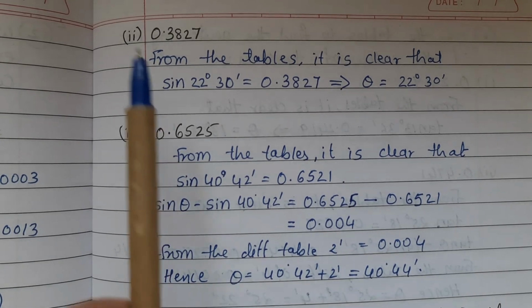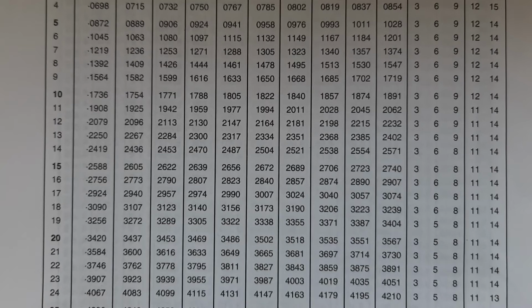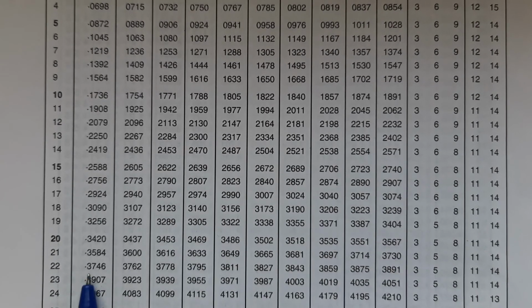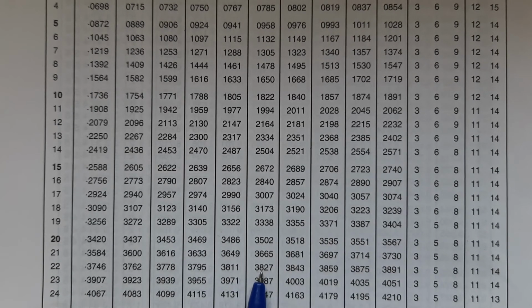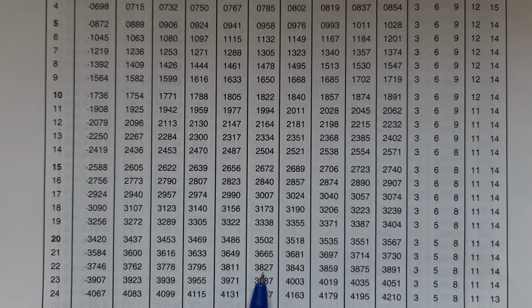Second part, 0.3827. From the table it is clear 0.3827 is here, which is 22 degree and 30 minutes. Therefore theta is 22 degree 30 minutes.